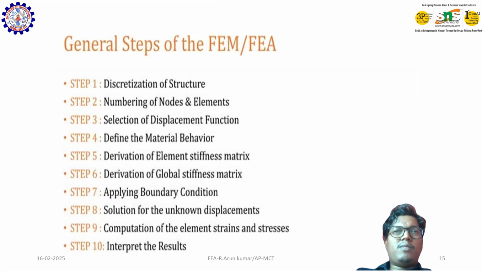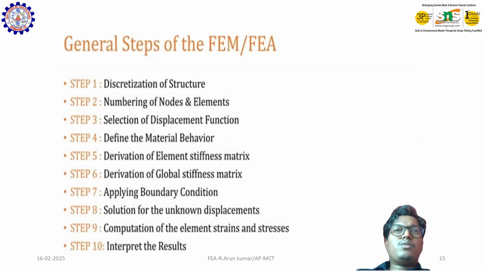The third step is selection of the displacement function. For example, consider a rectangular bar. If I fix it at one end, it behaves as a cantilever beam. Where the point is fixed, for example node number one, there is no displacement. But what about nodes two and three? We have to resolve them by analysis. These are the basic conditions. Only then can we find the unknown displacements very easily after applying the boundary conditions.